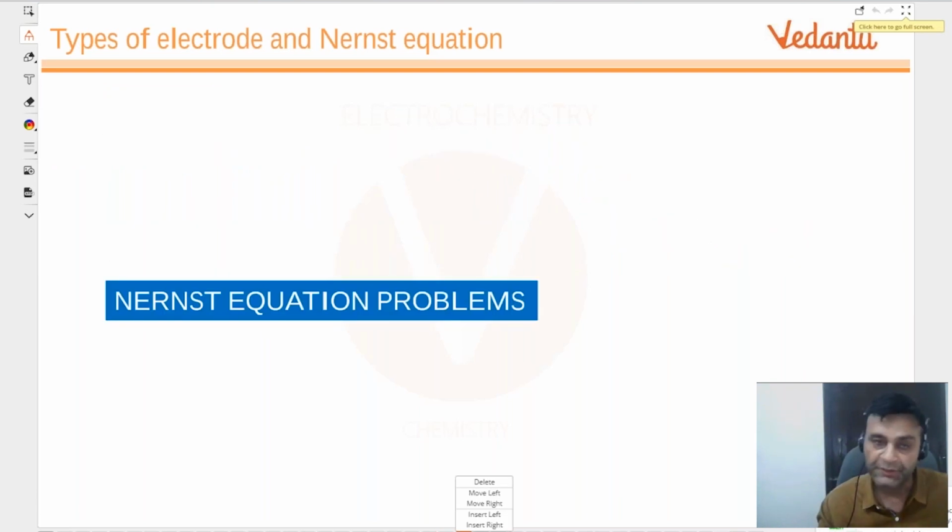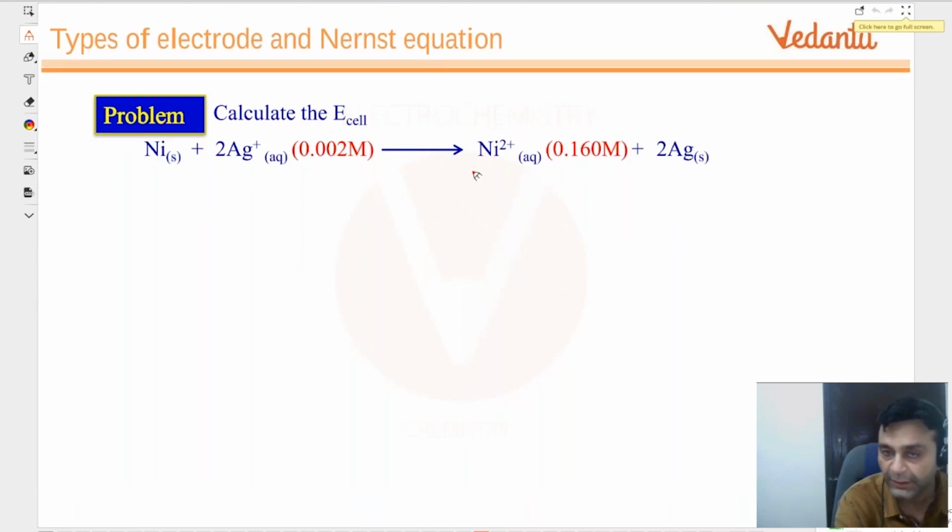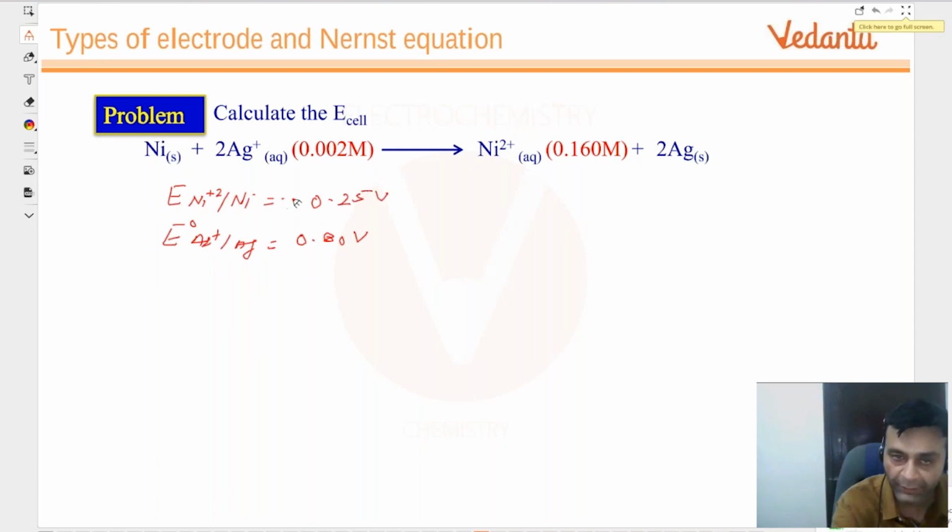Now we discuss some questions based on this. We are given this equation, and apart from this, we should be given one more thing, that is the reduction potential of nickel, and the reduction potential of silver. If you are given this value, then let us solve it. 0.80 volt and 0.25 volt negative value. These are the reduction potentials of silver and nickel. This value will be given to you for your question practice. Getting me, all of you?